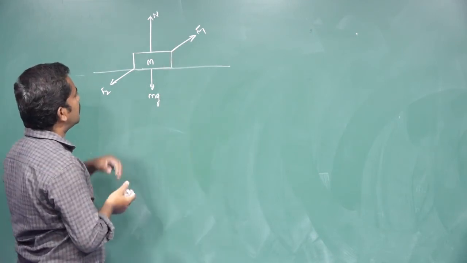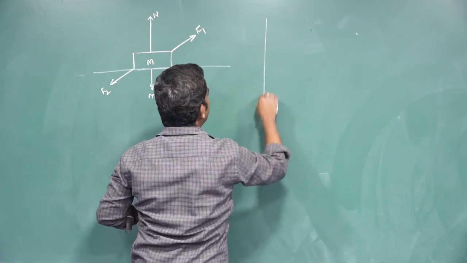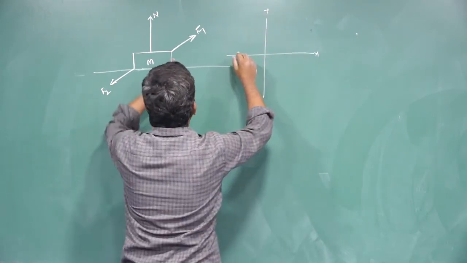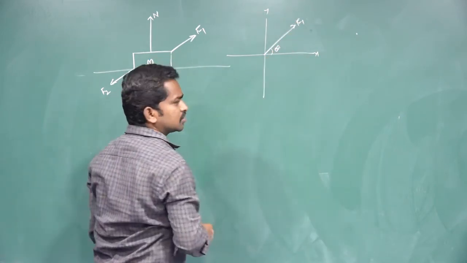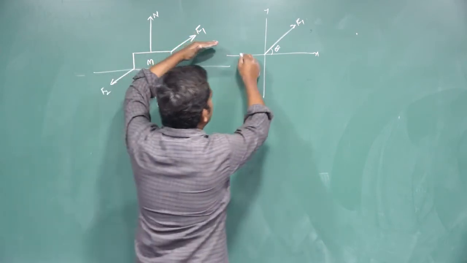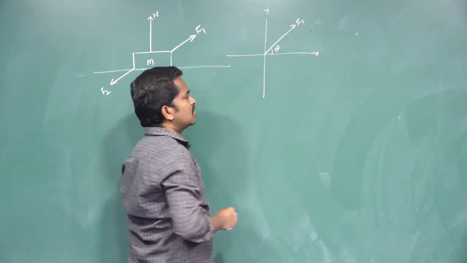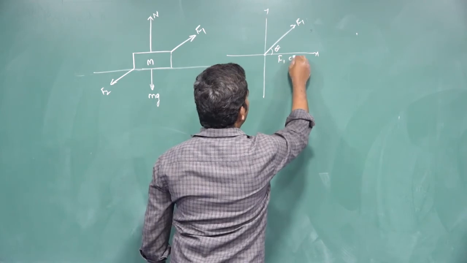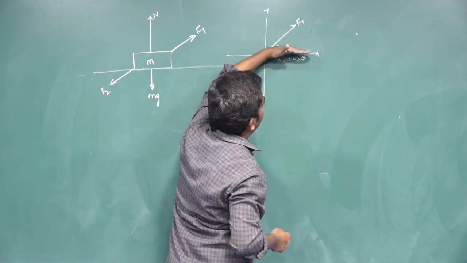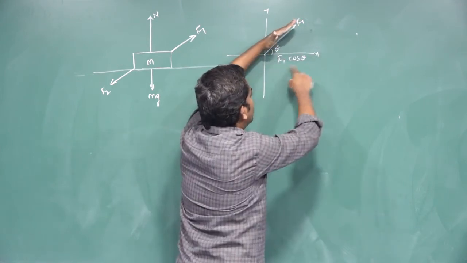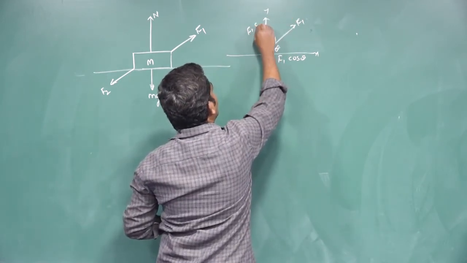First of all, draw the coordinates in a convenient direction, X, Y. The force acting in this direction is F1. Suppose this angle is theta. This force makes an angle theta with the coordinate axis. This force is divided into 2 components. One is F1 cos theta in the horizontal direction, parallel to the x-axis. So this is the horizontal component, F1 cos theta. This is F1 sin theta.